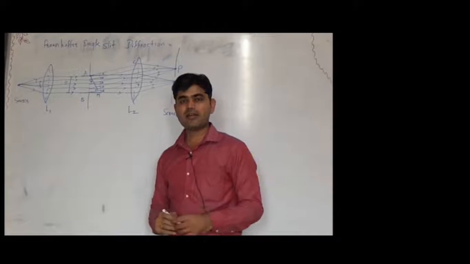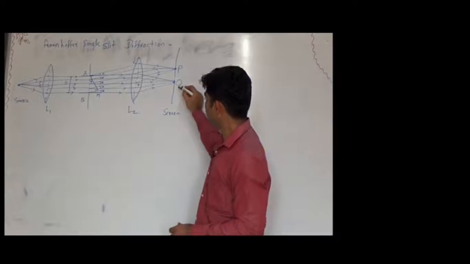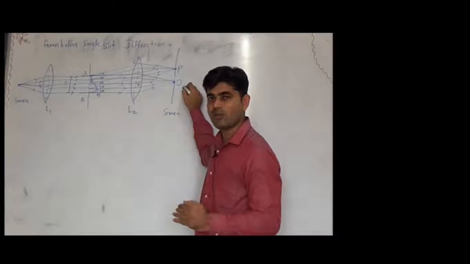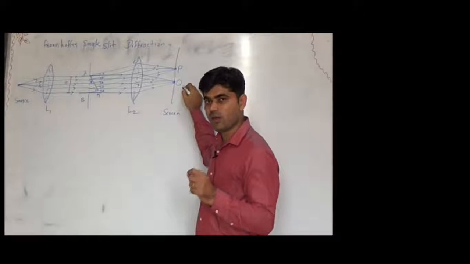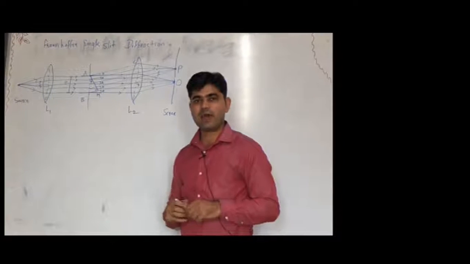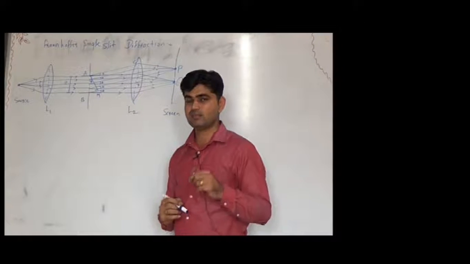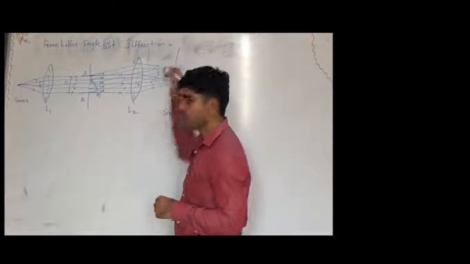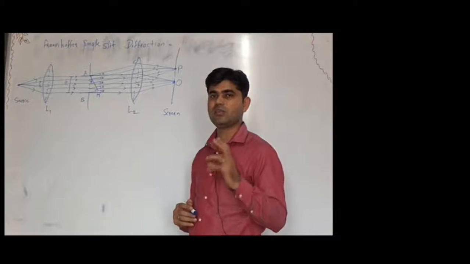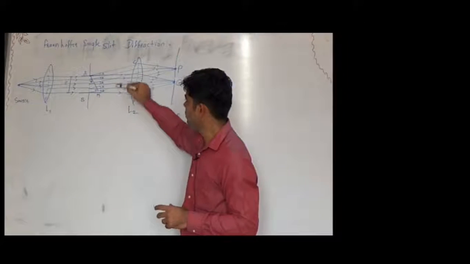The undiffracted rays form the point O. That point O is called the central maxima because all the waves propagate along the straight line. At the point P, P may be a maxima or a minima, and the nature of the minima depends upon the path difference, that is, upon the phase difference between the diffracted rays.